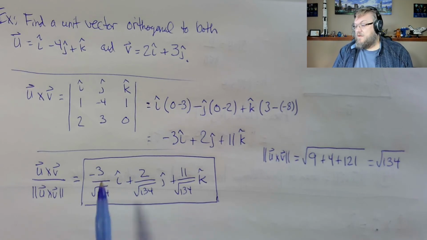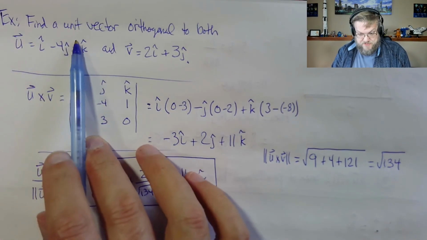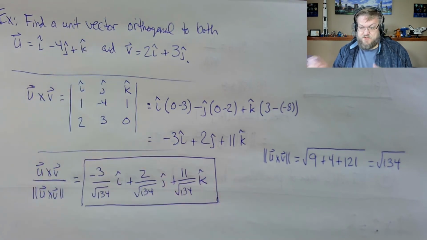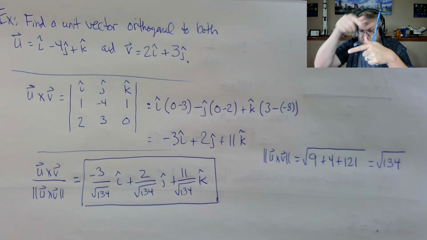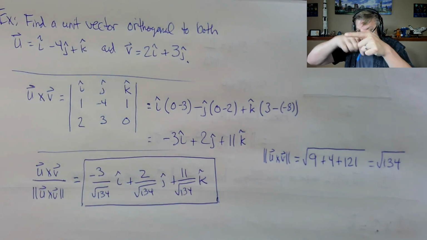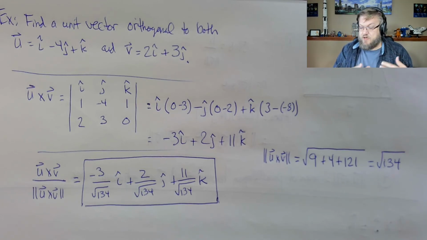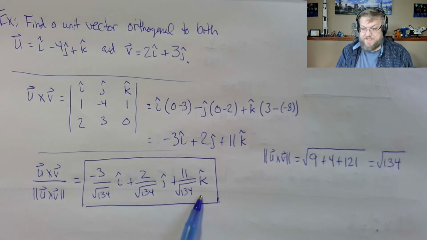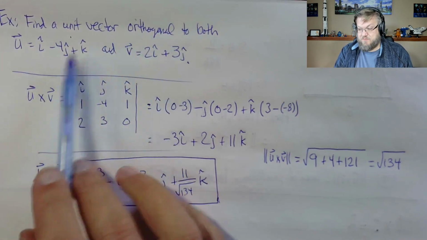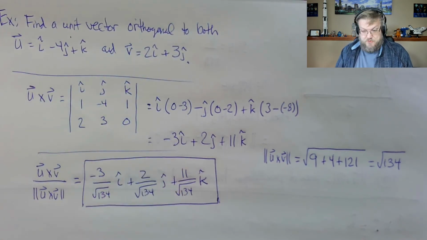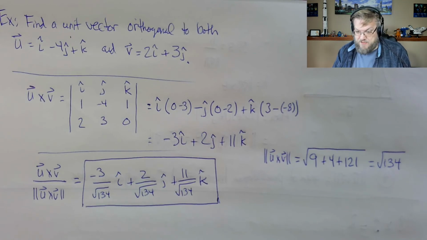Notice that there's actually two answers to this, right? Because there's one that could go this way, up, and there's another one that can go this way. So we chose the u cross v, but it could have just been done with v cross u, and in fact, the exact opposite of this is also a correct answer, right? Because that is a unit vector orthogonal to both of these as well. So there's actually two legitimate answers here.